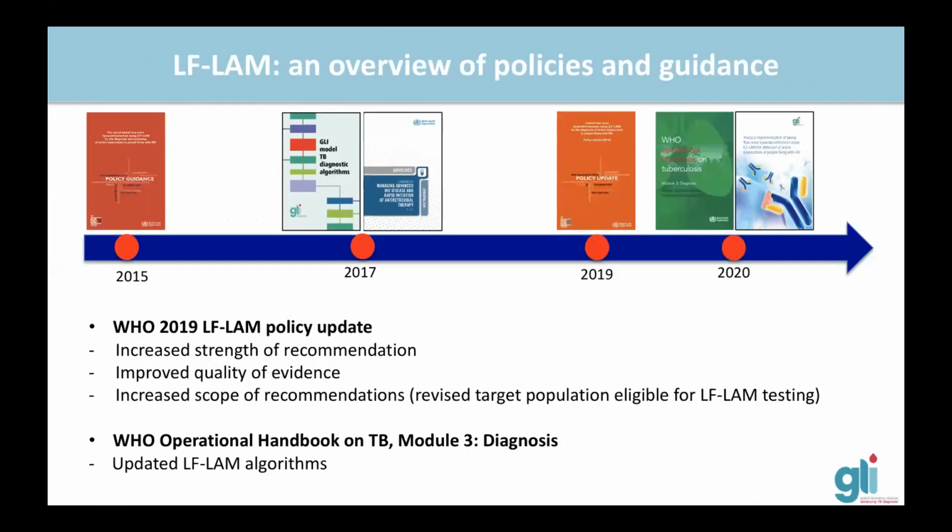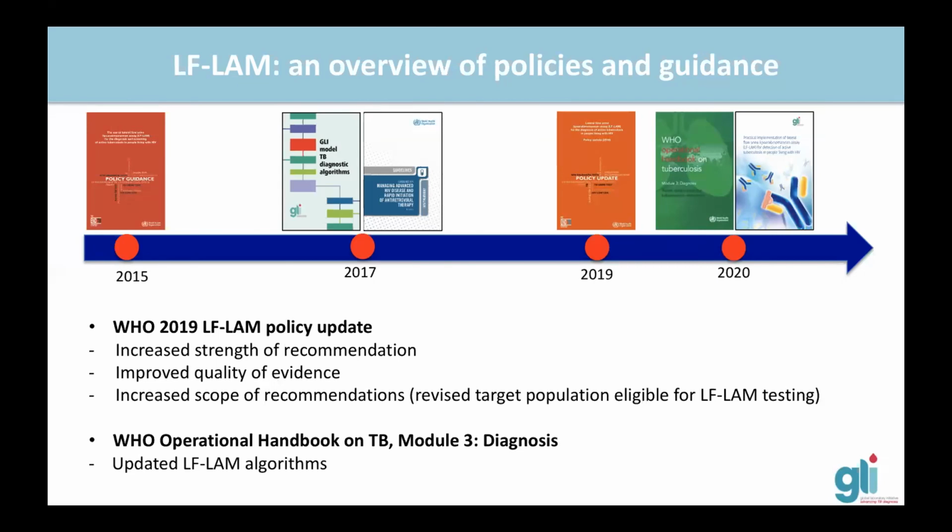So based on this evidence and the increasing body of evidence generated during the last few years, the WHO decided to update the policy guidance regarding the use of lateral flow LAM in 2019. So compared to the initial guidance issued in 2015, the 2019 guidance is characterized by the increased strength of recommendation, improved quality of evidence, and also a revision of the target population, an expansion of the target population eligible for lateral flow LAM.